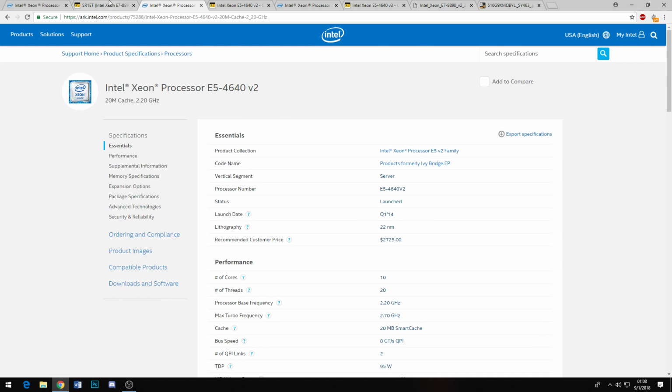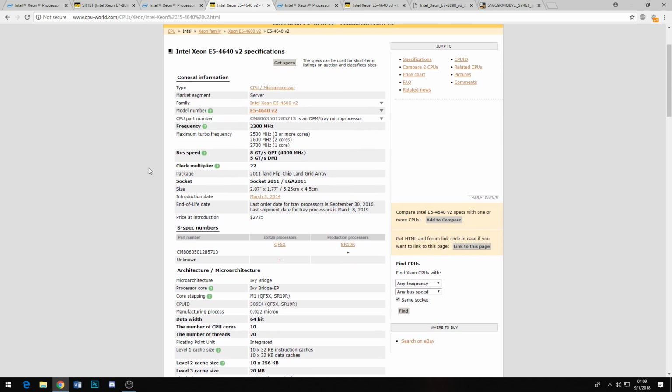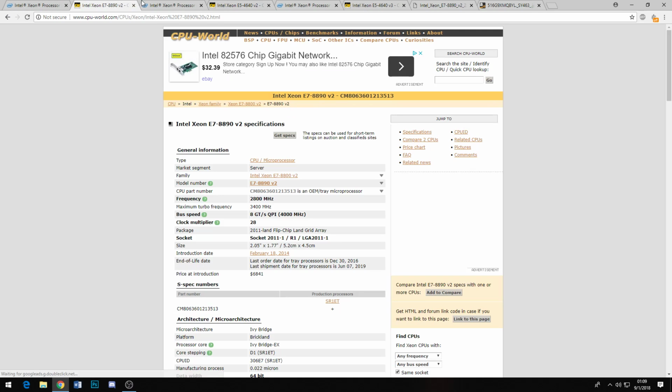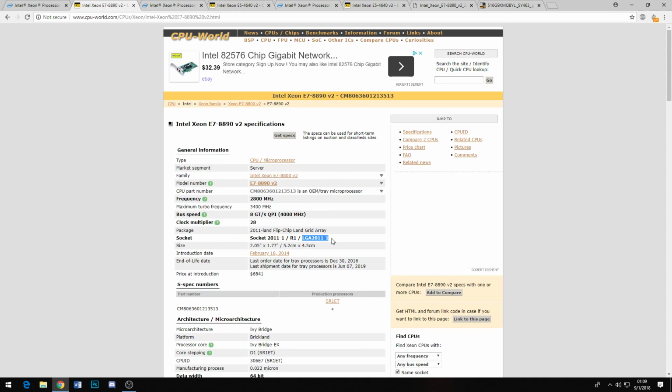But if we go on to CPU World, we're going to see that there is now a difference. Socket FCLGA 2011, but here FCLGA socket 2011-1, so LGA 2011-1. And if we go on to the E5, it is right here, socket 2011, right? So what's the catch here? Some of these are saying socket R1, which is technically this socket, but it's also this socket as well. The difference being that this LGA 2011-1 is that proprietary blade server socket, right?